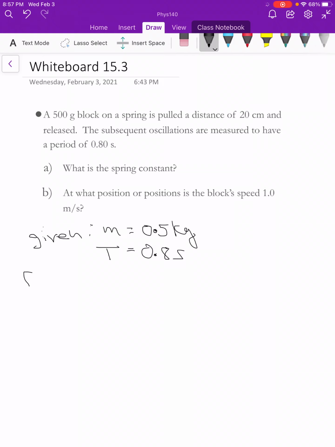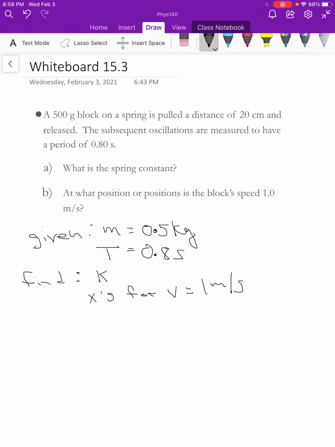And we have to find the spring constant, which is K, and we have to find the position or positions, so x's, when the speed v equals 1 meter per second.